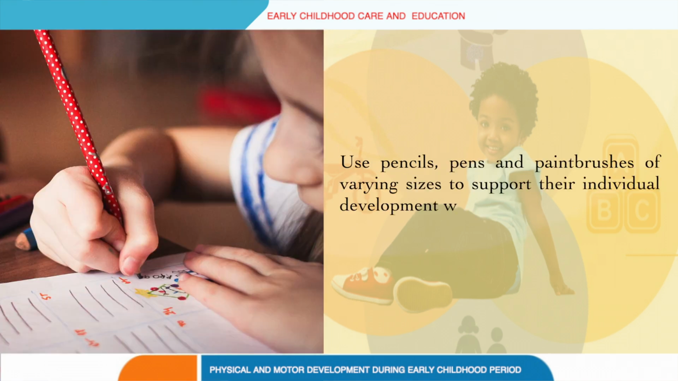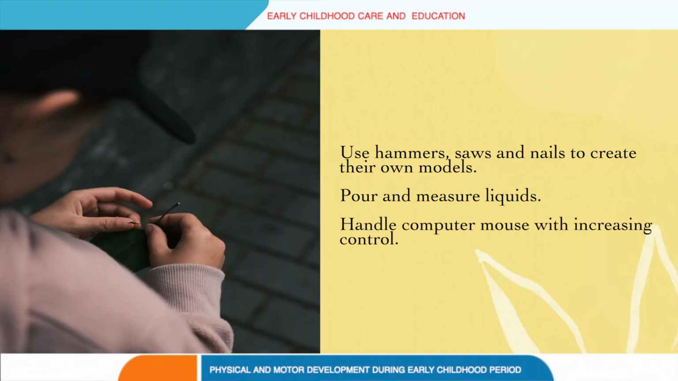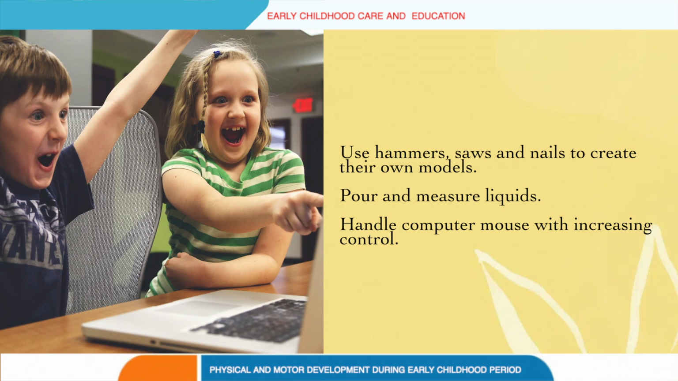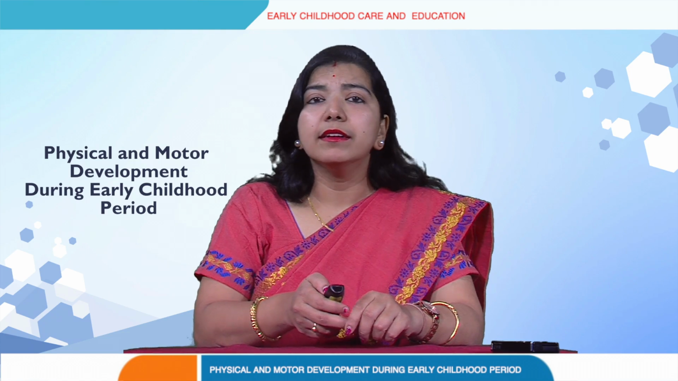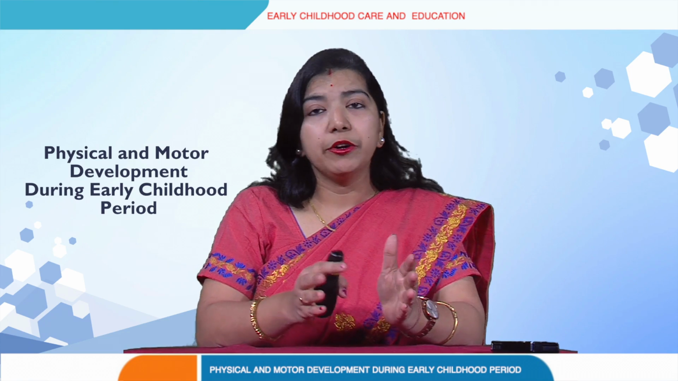They can use pencils, pens and paintbrushes of varying size to support their individual development when marking, writing and making pictures. They can use hammers, saws and nails to create their own models. They can create their own models or toys. They can pour and measure liquids. They can also handle a computer mouse with increasing control. So these are the fine motor skills that are developed during the early childhood period.